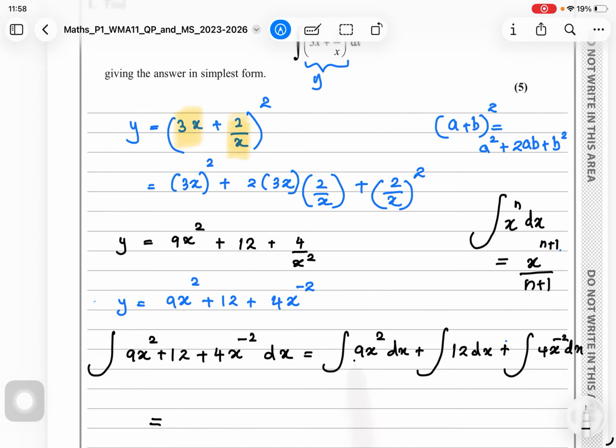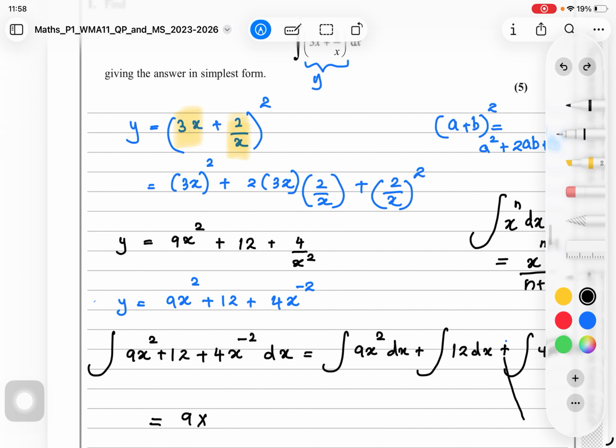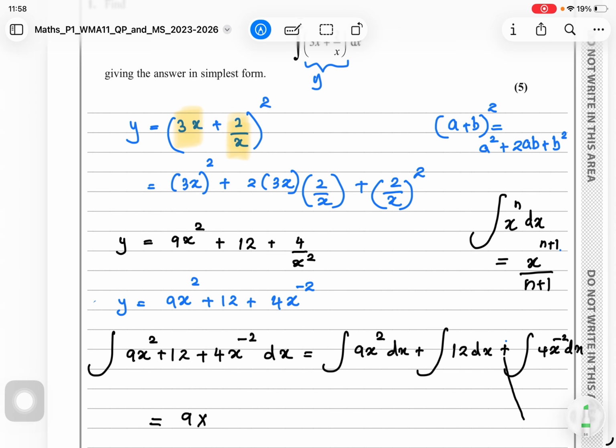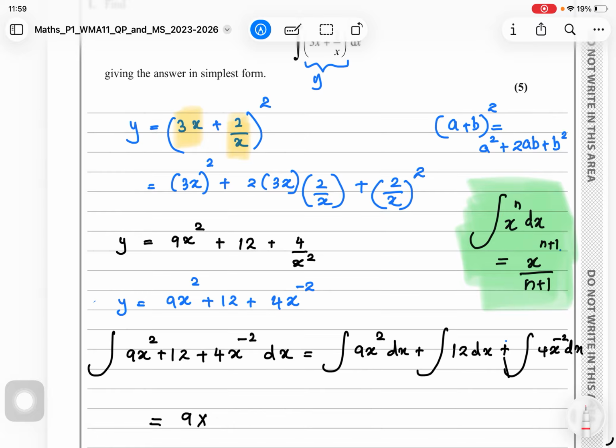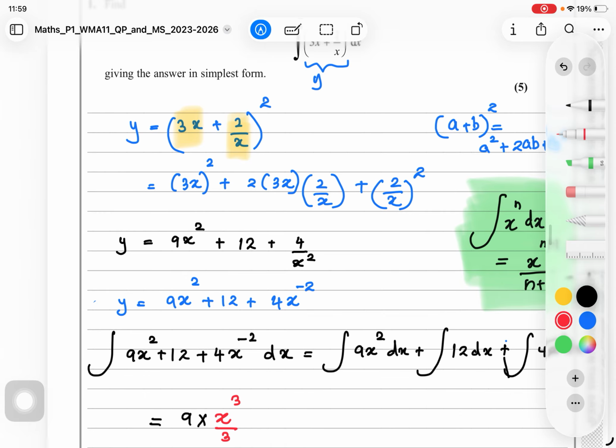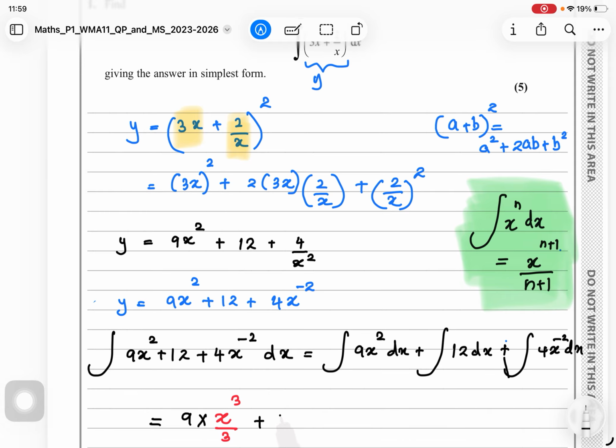If we check the 9x squared, you have 9 here, which doesn't change. You can take a look at this rule, where you consider x to the power 1 up. Let me get the first one. It's x to the power, now it's 2 here, so 2 plus 1 will be 3, divided by 3, and then you have plus 12.